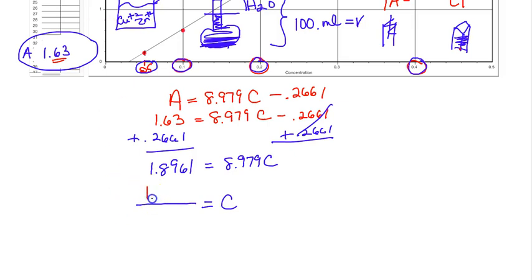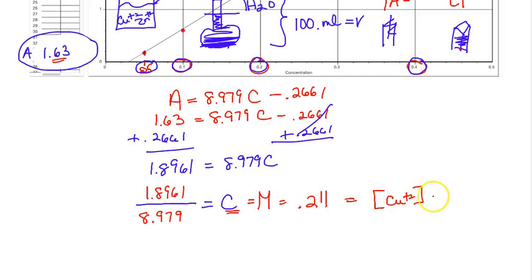Okay, so 1.8961 divided by 8.979 is going to give me my concentration, or my molarity. And so let's do that. Divide by 8.979, and I get my molarity to be 0.211. And I could probably use 3 significant figures, and that is equal to the concentration of my copper 2+ ions. That's my molarity.